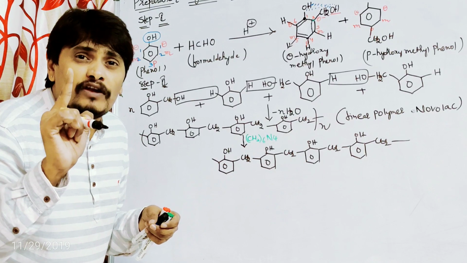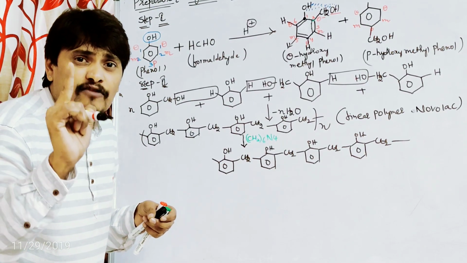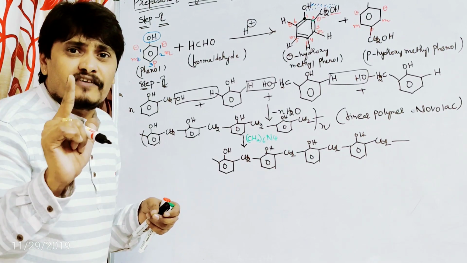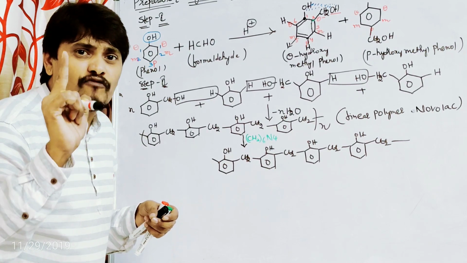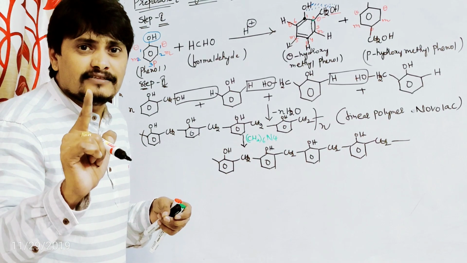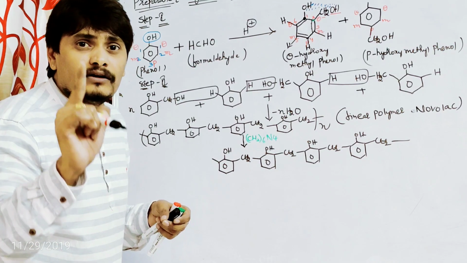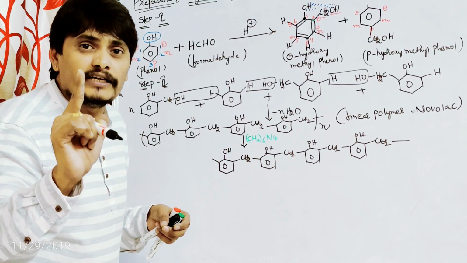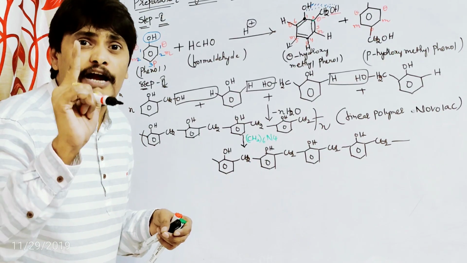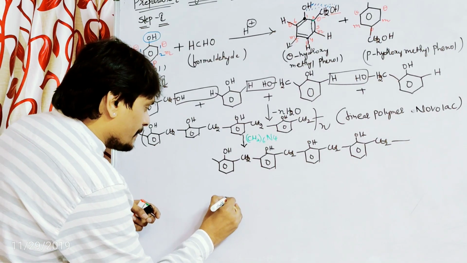Why will the CH2 be at the ortho position, students? Because ortho-hydroxy methyl phenol is the major product which is formed in the first step by the chemical reaction between the phenol and the formaldehyde in the presence of an acid. That is the reason the CH2 groups will link at the ortho position only. Ortho position with respect to the substituent. What is the substituent? Hydroxyl group. So there should not be any ambiguity.